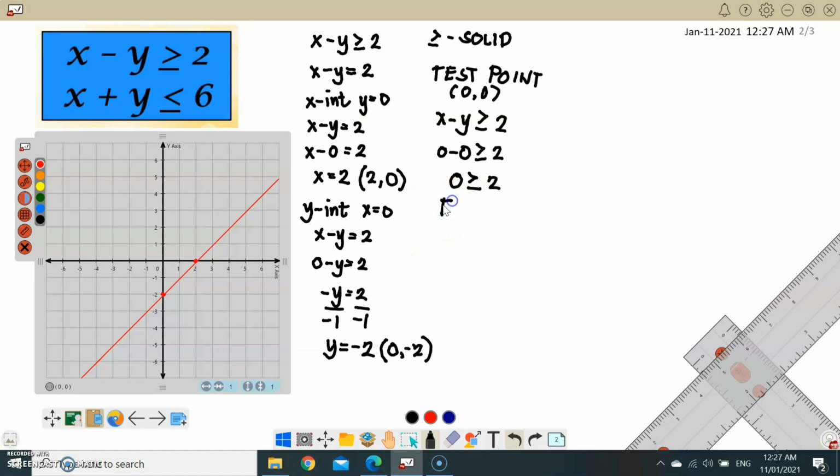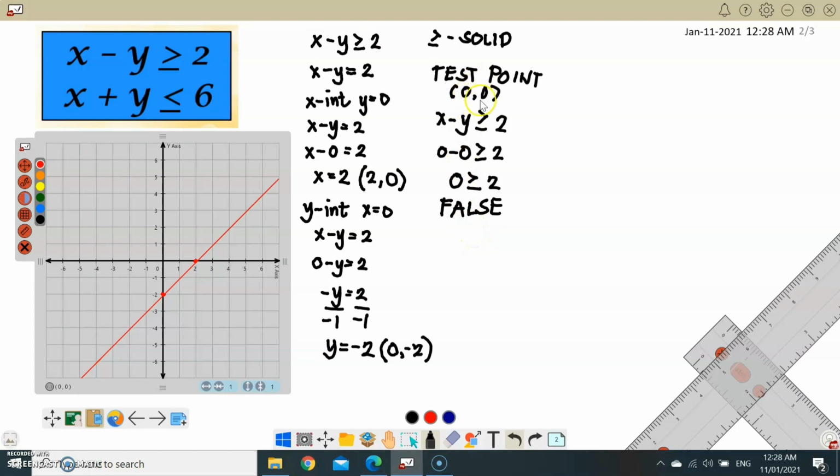Obviously, it is false. Therefore, (0, 0) is not a solution to the given inequality. Now, what half plane are we going to shade? Take note that we're going to shade the half plane that contains the solution to the given inequality.